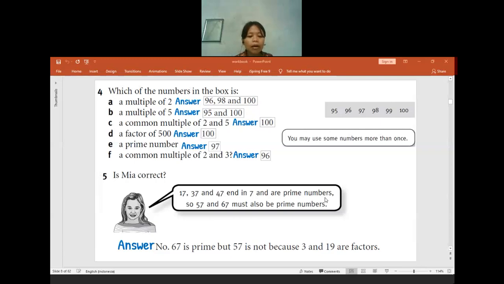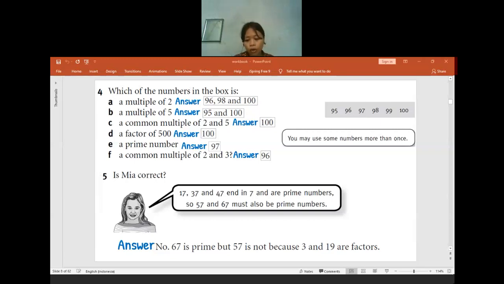Actually, there is one number that she skips, 27. After 17, it is supposed to be 27, right? 27 is not on the list because actually 27 is not a prime number. So she made a mistake there.